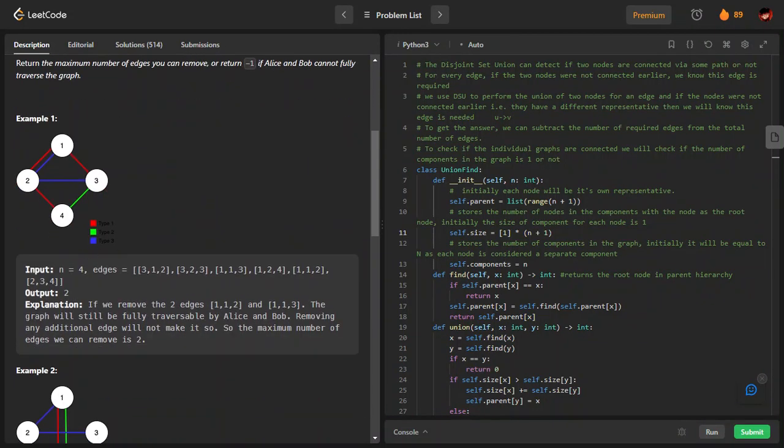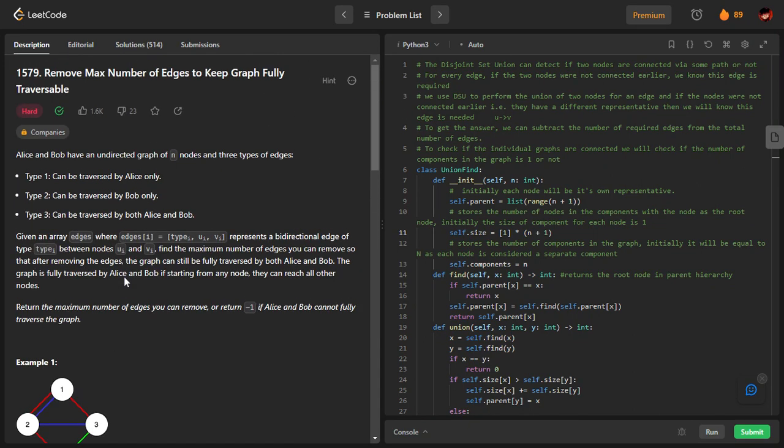First, let me show you what the inputs given to us are. We are given an input n and some edges. Each of the edges has three integers. What are they? I will tell you now. So just understand this input. What they're saying is we are given an undirected graph of n nodes. So what is n? n is the number of nodes.